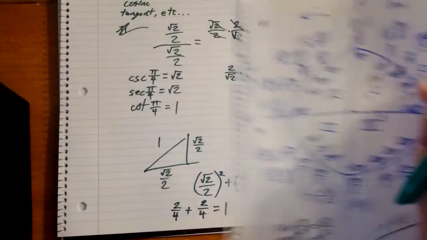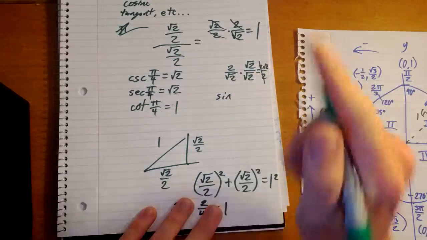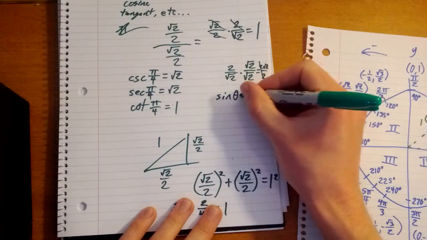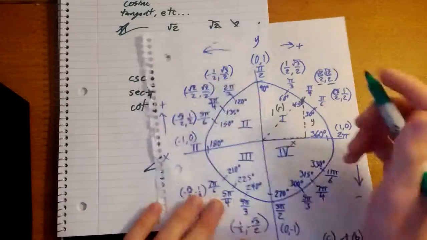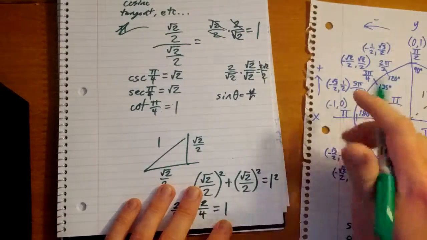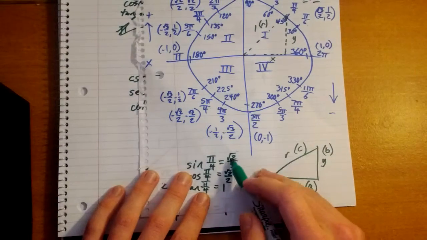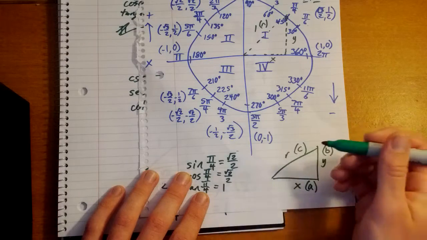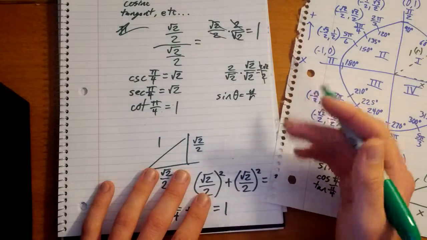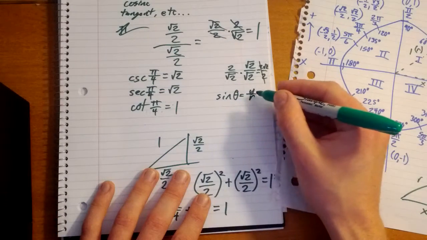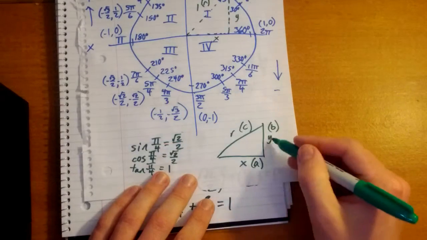All you have to really know is that sine is y, but literally sine is y over r. It's y over the radius. And in the case of a unit circle, the radius is 1. So sine of pi over 4 is square root of 2 over 2 divided by 1, which is just square root of 2 over 2. Okay, but for later on, it's going to be y divided by radius. So we're going to use all three of these terms, x, y, and r.